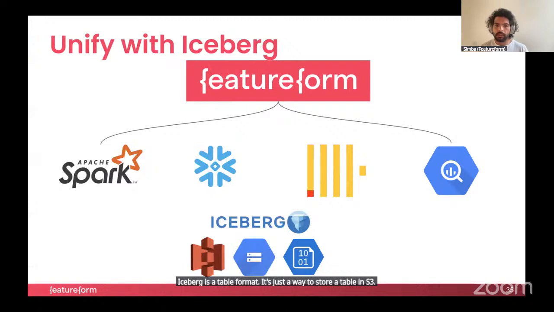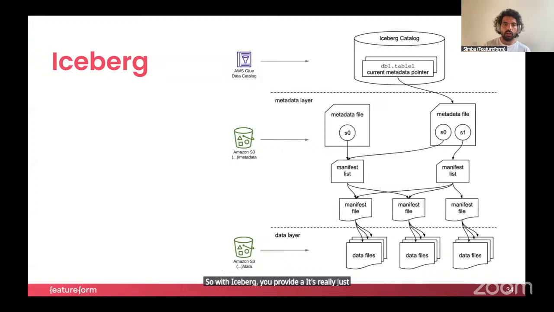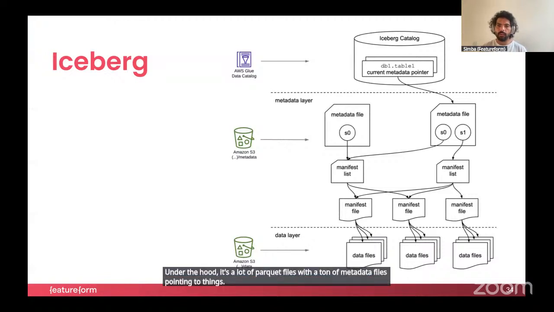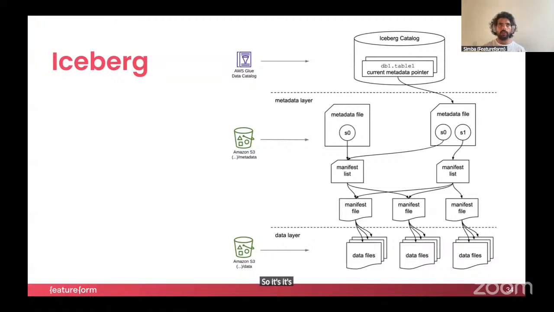So with Iceberg, it's really just a representation of a table. Under the hood, it's a lot of Parquet files with a ton of metadata files pointing to things. So it's complex, and I'll talk about why it's so complex, but the use case is just a way to store structured tables in S3.